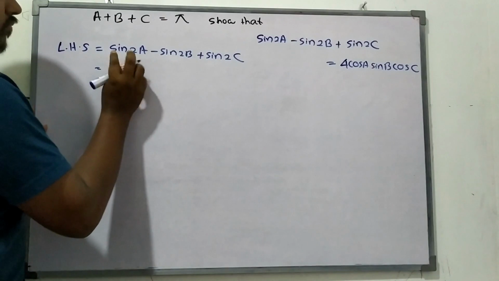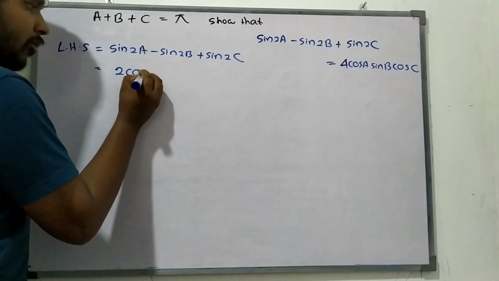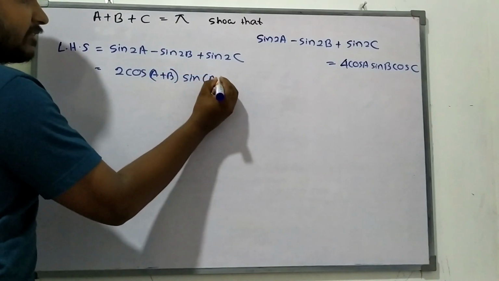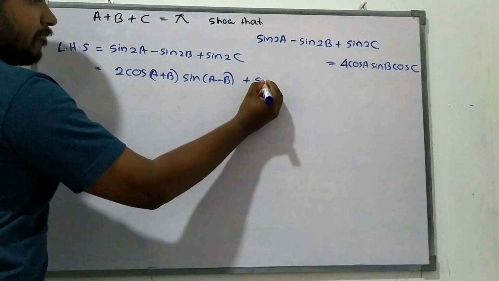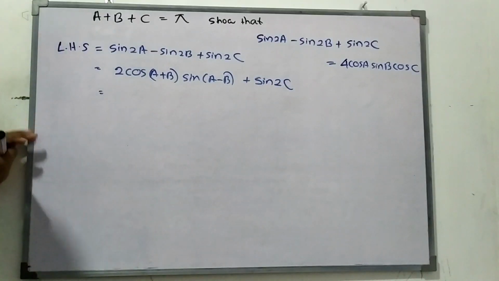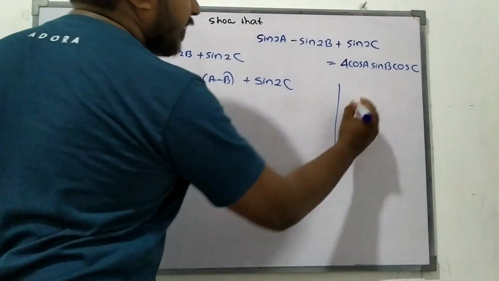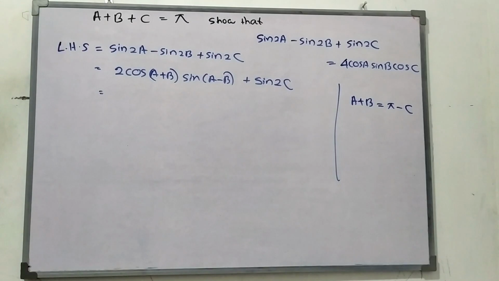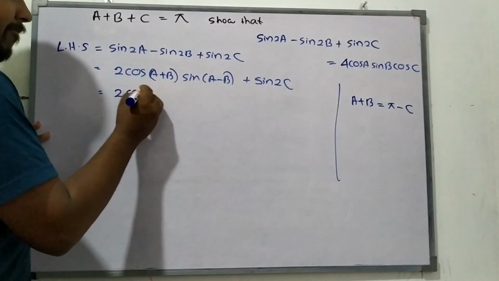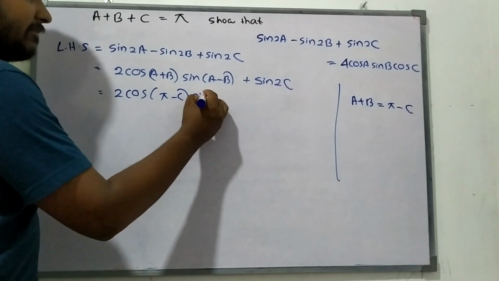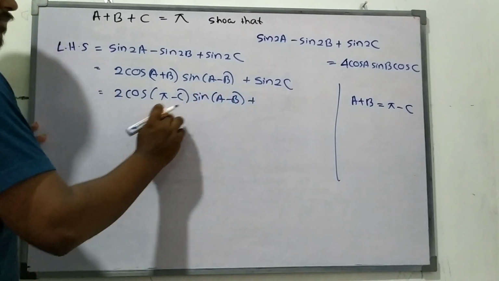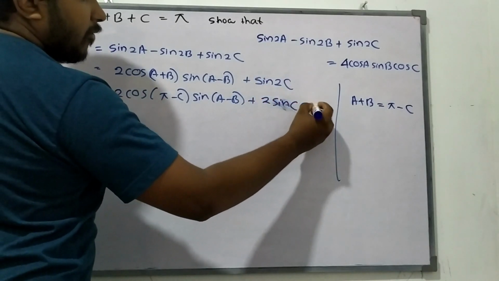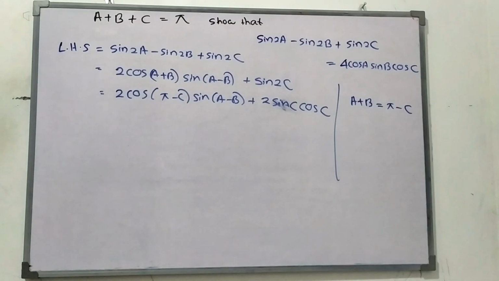Use C minus D for these two. This is cos addition a plus b, sine subtraction. So what is a plus b? Right? It's again pi minus c, no? So it's cos(pi minus c) sine(a minus b) plus sine 2c. So sine 2c means 2 sine c cos c.